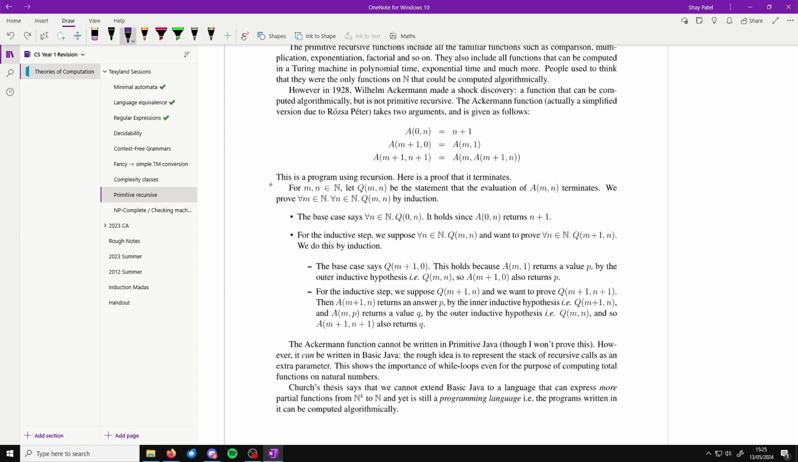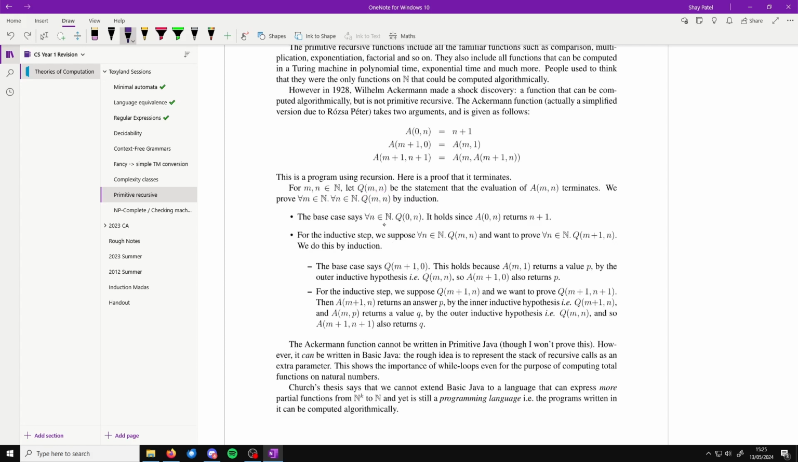So for any pair m, n in natural numbers, say Q of m, n is a statement that A of m, n terminates. We can prove that for all of the values of m in natural numbers, and for all the values of n in natural numbers, it terminates. And we can do this by induction.